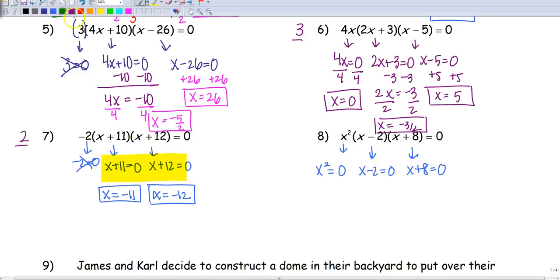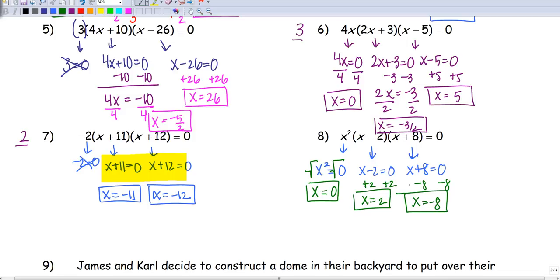But now, how do we solve x squared equals 0? We will root both sides. Ordinarily, you would need a plus or minus, but since it's a 0, it's just 0. Add your 2. And minus your 8. And again, this one has 3 solutions.